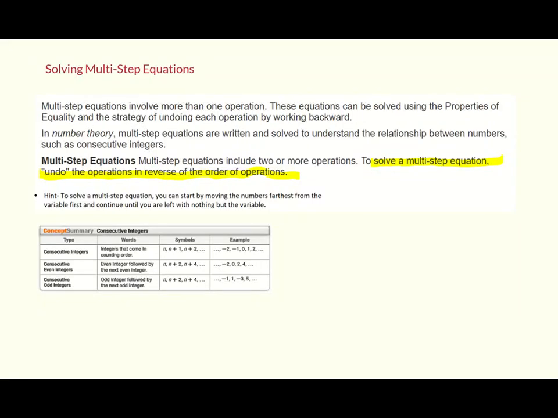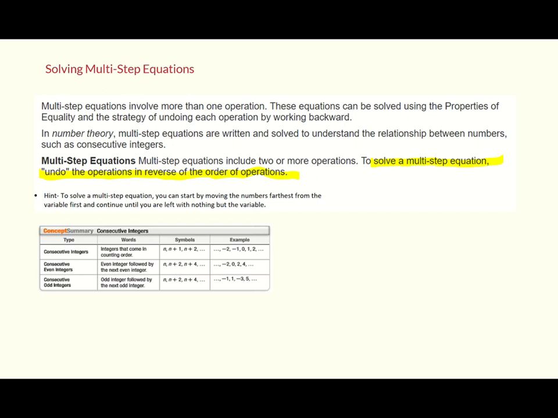Today you'll be learning about solving multi-step equations. Multi-step equations involve more than one operation. These equations can be solved using the properties of equality and the strategy of undoing each operation by working backward. In number theory, multi-step equations are written and solved to understand the relationship between numbers, such as consecutive integers.